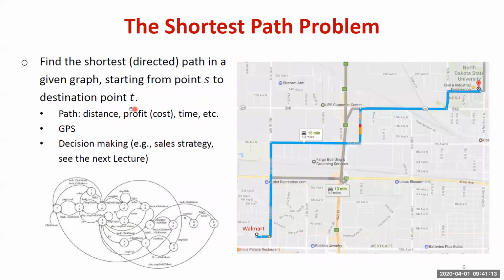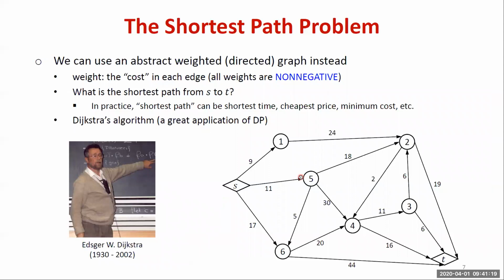In real applications, for example, it may mean cost, or distance, or time, whatever. Topologically, they're the same. So, for example, I have this graph. I'm asking how to go from S to T so that my total distance will be minimized. This is the shortest path problem. And so we're going to introduce a DP algorithm called Dijkstra's algorithm.